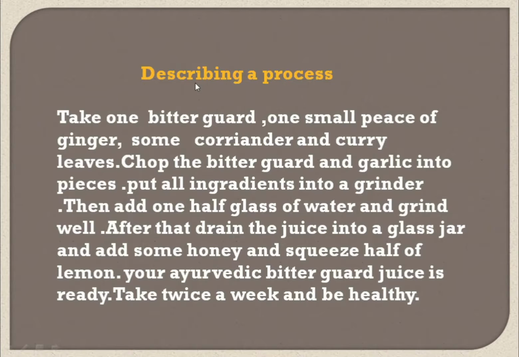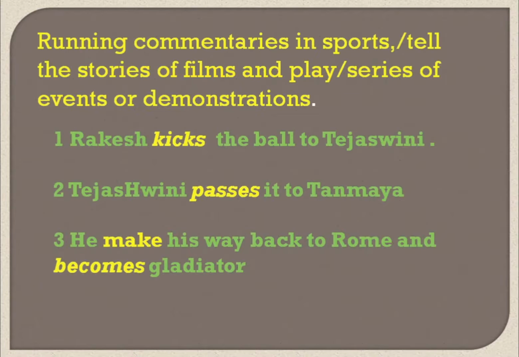We use simple present while describing a process. Take one bitter gourd, one small piece of ginger, some coriander and curry leaves. Chop the bitter gourd and ginger into pieces. Put all the ingredients into a grinder. Then add half a glass of water and grind well. After that, drain the juice into a glass jar, add some honey and squeeze half a lemon. Your Ayurvedic bitter gourd juice is ready. Take it twice a week and be healthy. You see, all these sentences are simple present. When you are describing a process, we use simple present.